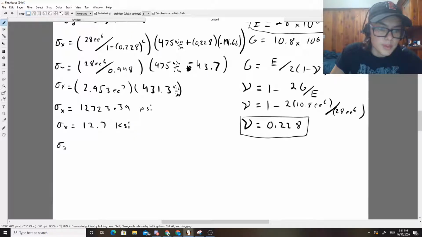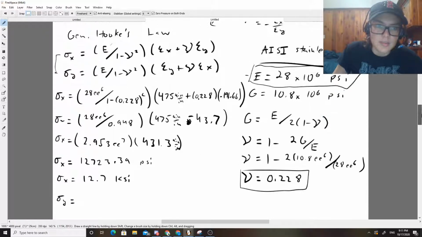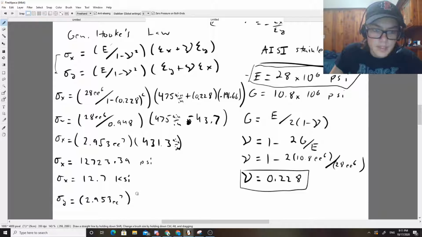And then we'll solve for stress at y. We already know this is going to be the exact same thing, right? Modulus of elasticity over 1 minus Poisson's ratio squared. It's going to be this number, so I'm just going to bring that down, 2.953 E to the 7th. And multiplied by now this whole term, which is strain at y, negative 191.66, plus Poisson's ratio, 0.228, times strain at x, which is 475.